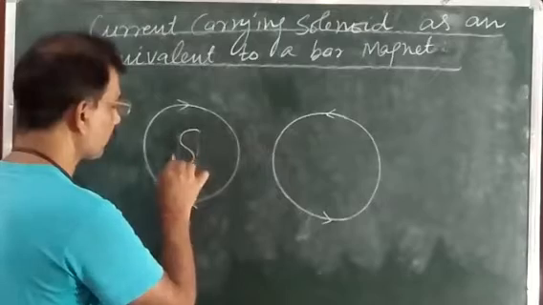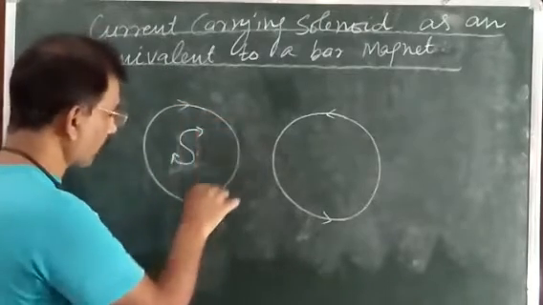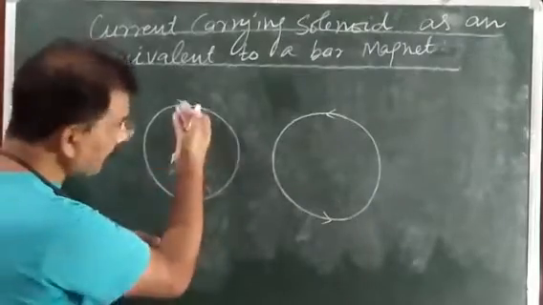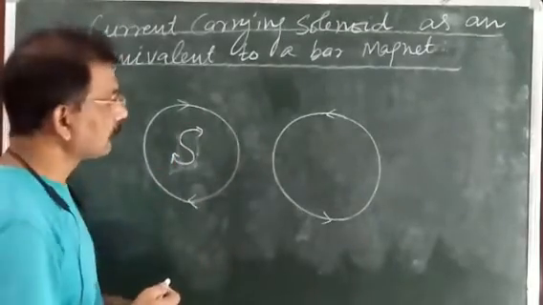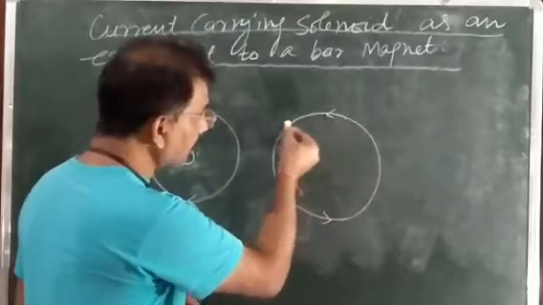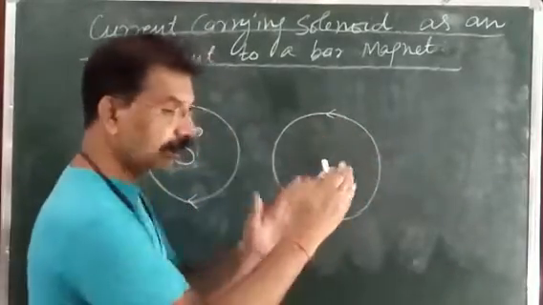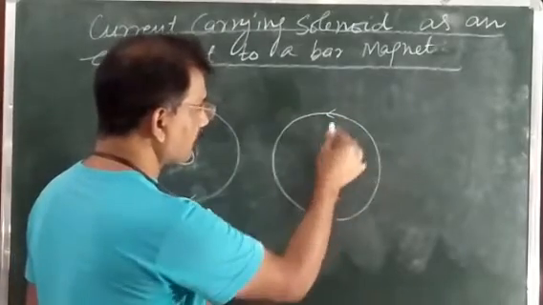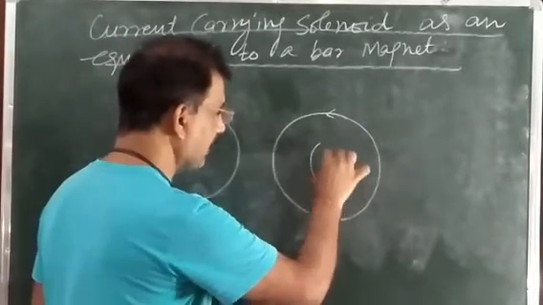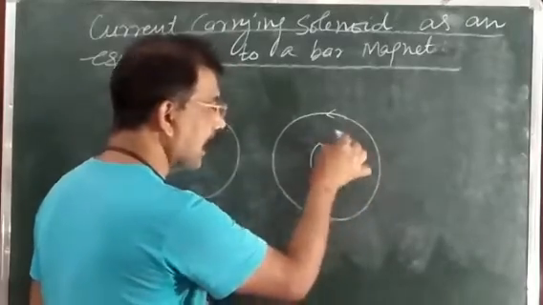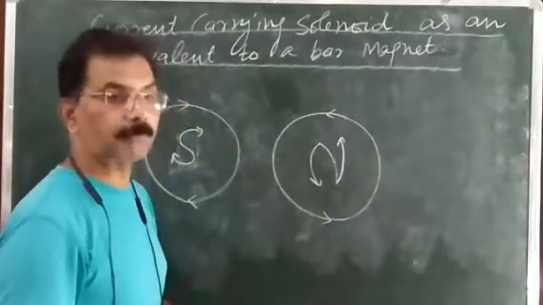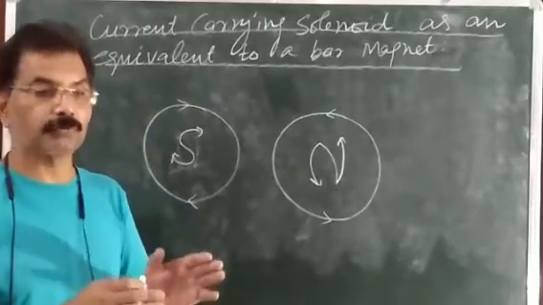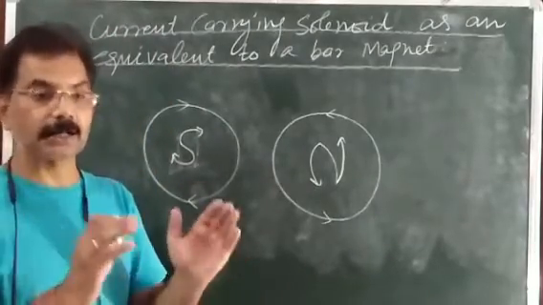Sir, if the current is looking clockwise, then that pole behaves like a south pole, and behind it what pole, north pole. And if the current is looking anti-clockwise from any face, आप किसी एक face से देखिएगा, and if the current is looking anti-clockwise from that face, it means that face acts as what pole, north pole, and behind it what pole here, south pole. So in this way you can find out the north and south pole in a current carrying solenoid or in a current carrying coil.